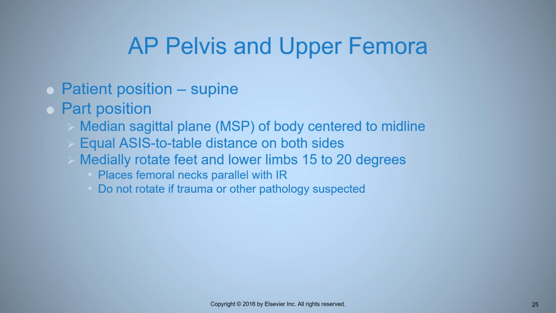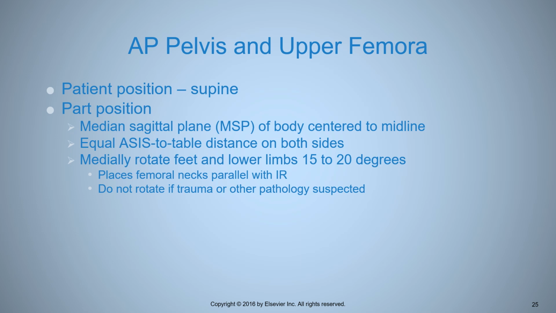So to set the patient up, lay them down on the exam table, mid-sagittal plane centered to the image receptor, to the middle of the image receptor. And then where do we center the image receptor? We want to make sure the top of the image receptor is about an inch above the iliac crest, bottom of the image receptor about an inch and a half below where we palpate the greater trochanter.